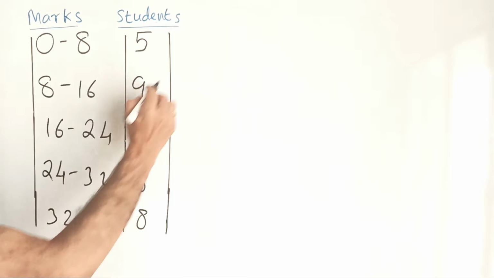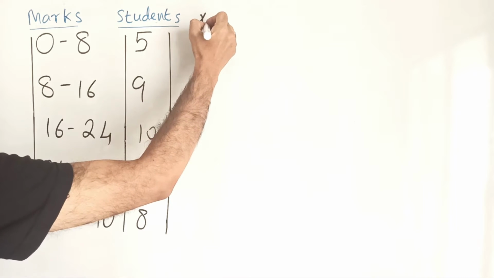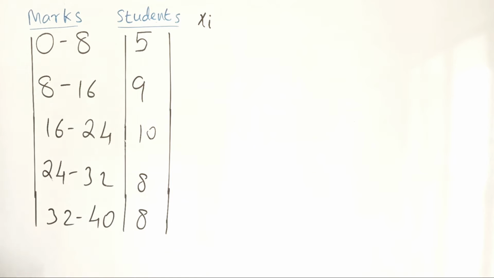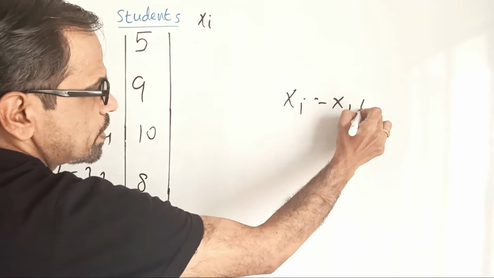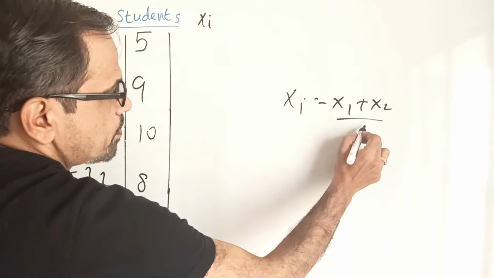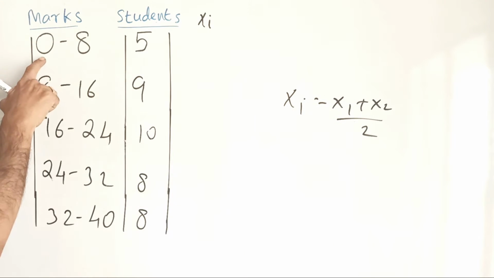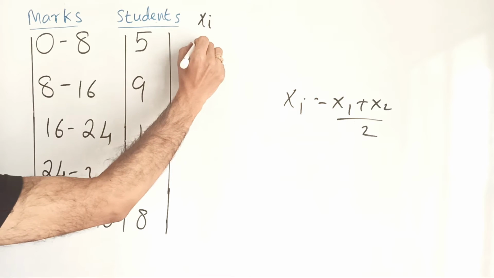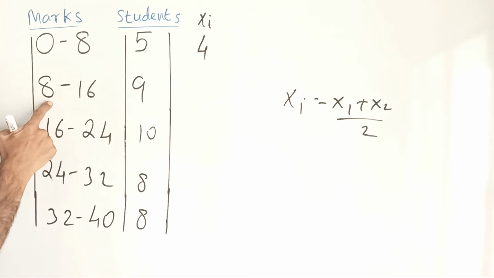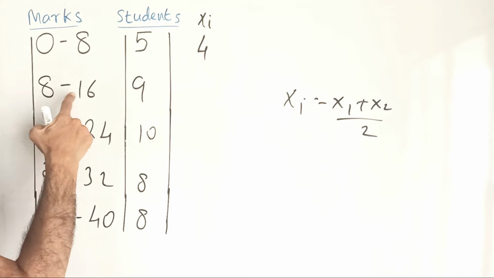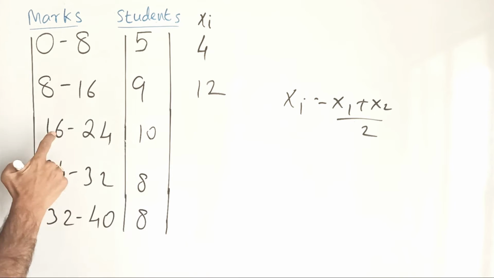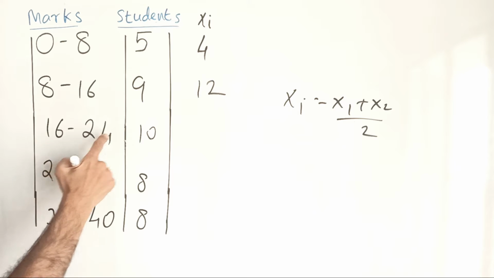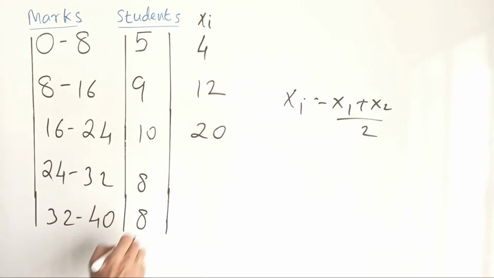First of all, you have to calculate the xi. Xi means mid value. So the mid value xi formula is lower limit plus upper limit upon 2. So 0 plus 8 upon 2 is 4. Very simple. 8 plus 16 is 24, upon 2 is 12. 16 plus 24 is 40, upon 2 is 20.